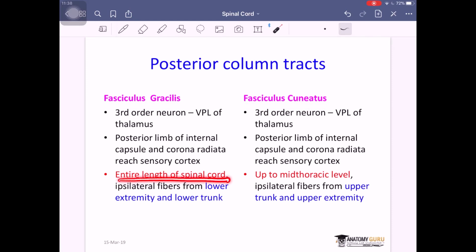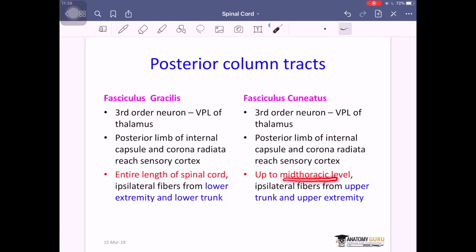Now, this fasciculus gracilis is present throughout the length. That means it is present from your C1 level all the way to your coccyx level. It is a through and through tract. Whereas this one is present only from C1 till your mid thoracic, that is your T6 level only.